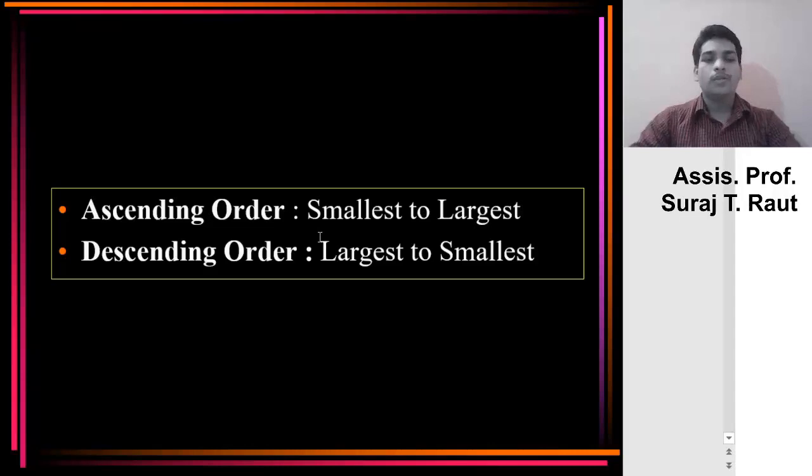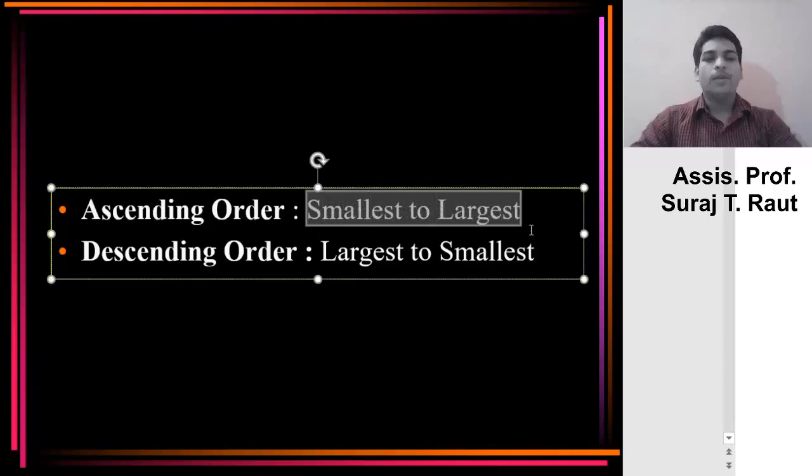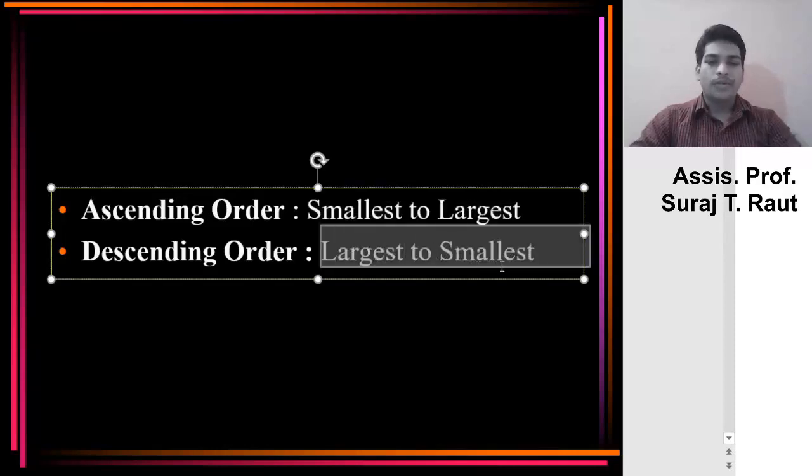Suppose we are given the numbers 1, 2, 3, 4 and 5. If we arrange these 5 numbers, 1 is the smallest number, so first we place 1, then 2, then 3, then 4 and 5. This type of order is called ascending order, smallest to largest form. And if we put all these numbers in largest to smallest form, meaning 5 first, then 4, then 3, then 2, then 1, this type of order is called descending order.